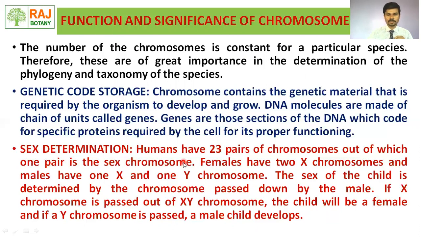In sex determination, we know in human beings, the male has XY chromosomes and the female has XX chromosomes. When the X chromosome from the male and the X chromosome from the female combine, a daughter will be formed, and when the Y chromosome from the male and the X chromosome from the female combine, a son will be formed. So the kind of chromosomes that take part in fertilization will determine the sex of the offspring. So a main function of the chromosome is sex determination.